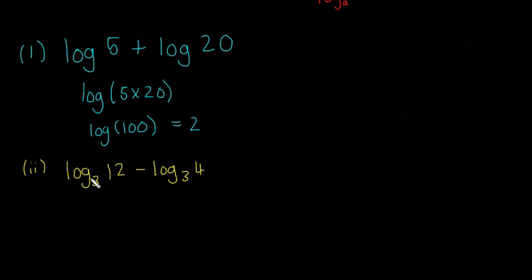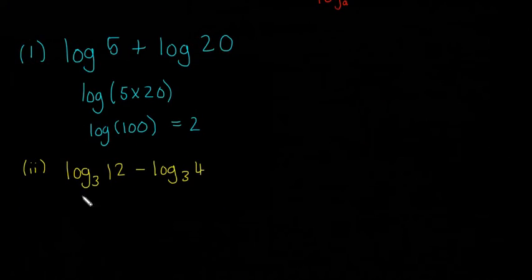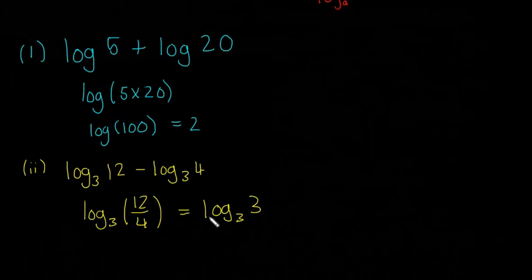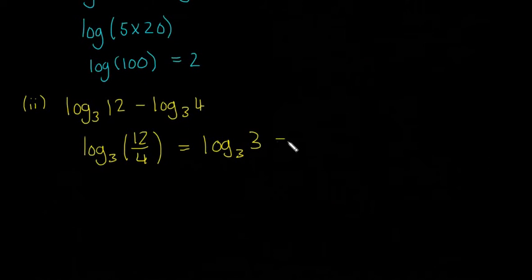So anyway, we're going to look at this question, part 2, which is going to be the second rule. If we have log base 3 of 12 minus log base 3 of 4, since it's the same base, we can use the rule, and it's going to be log to the base 3 of 12 divided by 4, which is going to be log to the base 3 of 3. Okay, so that's the second rule, and log to the base 3 of 3 is the ninth rule here. It's going to be equal to 1. So that's that question done.